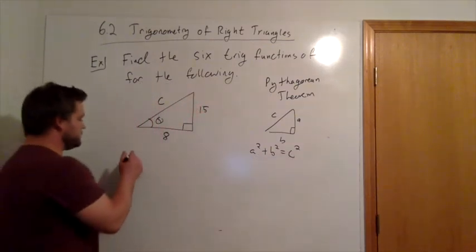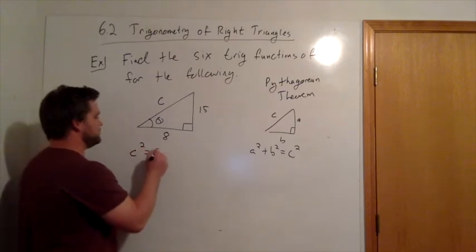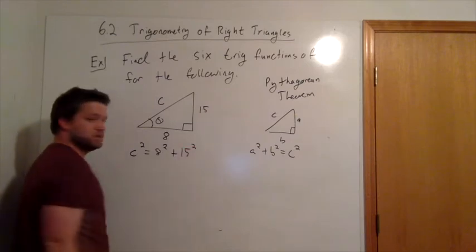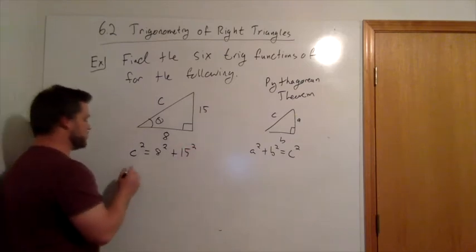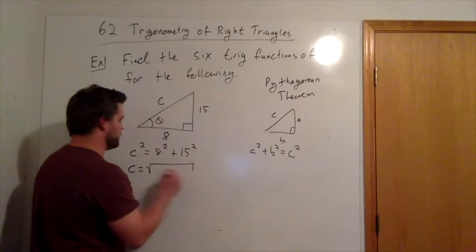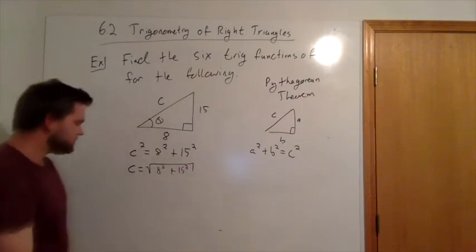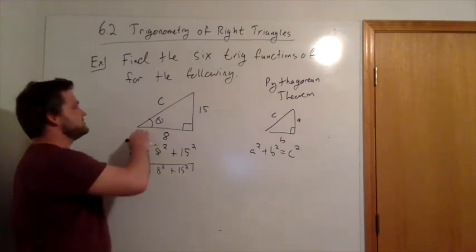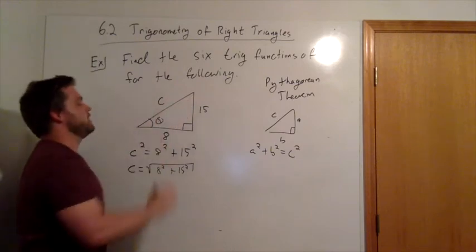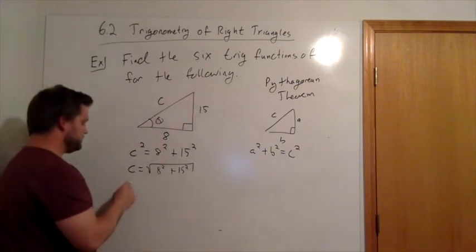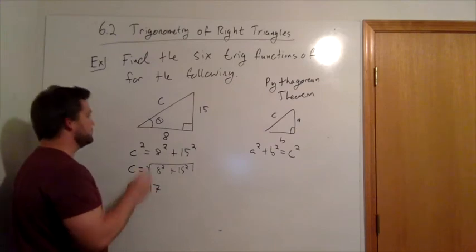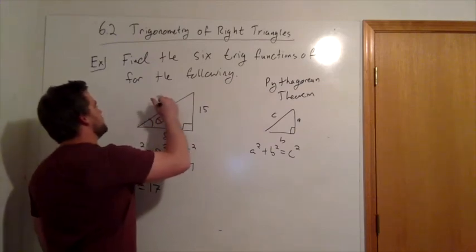So using that here, we'll have that c squared is going to be equal to 8 squared plus 15 squared. We can solve for c by taking the square root of both sides. So c will be the square root of 8 squared plus 15 squared. Notice here I did not do a plus or minus. The reason for that is because c is a physical length, and lengths are positive. So this turns out to be 17. So we'll replace the hypotenuse with 17.